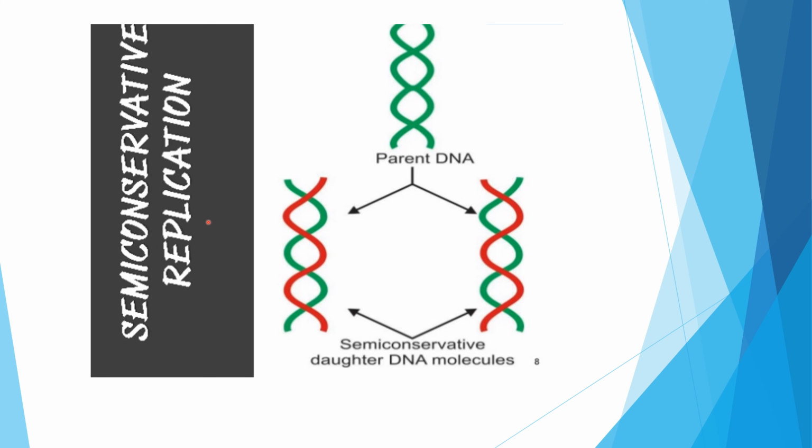This is another diagram of semi-conservative replication. This is parental DNA which, as a result of semi-conservative replication, produces two daughter DNA molecules, and both of these are double-stranded DNAs. Each one of these DNA molecules contains one of the original or parental DNA strands and the other is a newly synthesized DNA strand. This is the diagrammatical representation of semi-conservative replication.